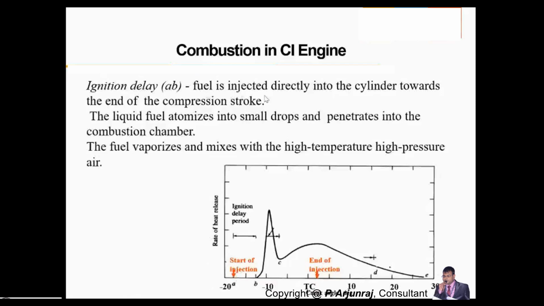So first, what happens? The fuel is getting injected directly into the cylinder towards the end of the compression stroke. So again, the valve timing diagram comes into the picture. When the piston moves from TDC to BDC, in the case of a CI engine, only air comes into the combustion chamber. When the piston moves from BDC to TDC, the air gets compressed, and before it reaches top dead center, fuel will be directly injected into the cylinder at the end of the compression stroke, and again the fuel and the air get mixed up.